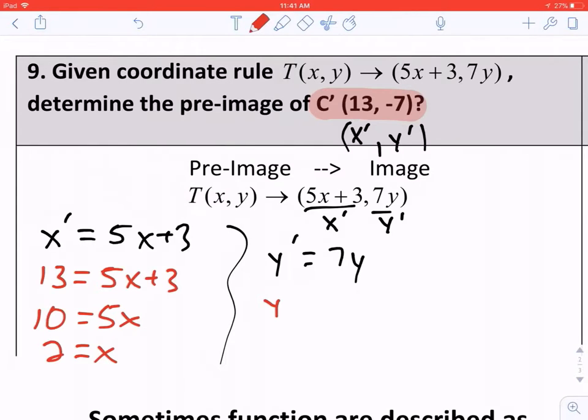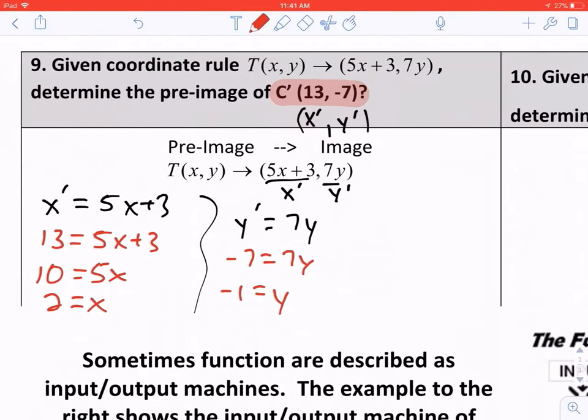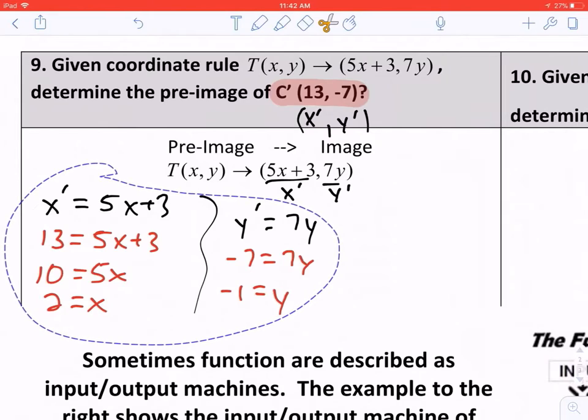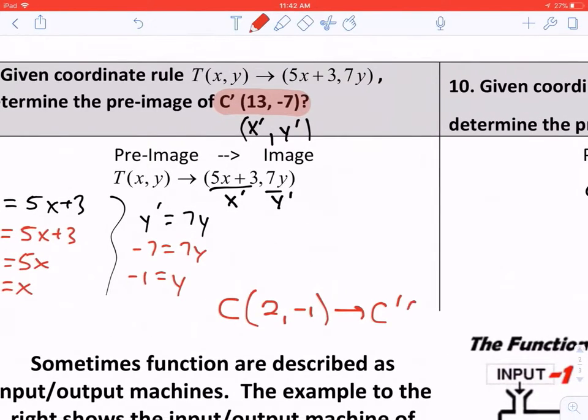Y prime, we have is negative 7. If you divide both sides by 7, you get y is negative 1. To sum up, give myself a little bit more room here. If we were to start with the ordered pair 2, negative 1, we would end up with C prime, which is 13, negative 7.